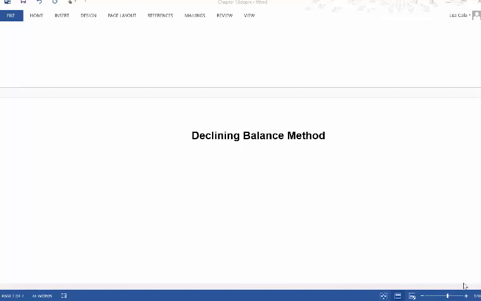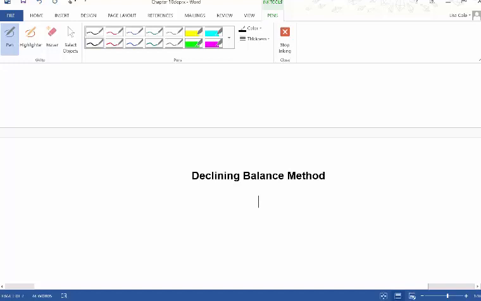Okay, we want to continue depreciation by looking at the next method, the double declining balance method. When we're looking at double declining balance, we're looking at a 200% rate. And what I mean by that, let's look at the steps first, and that'll help you. So we have 3 steps.